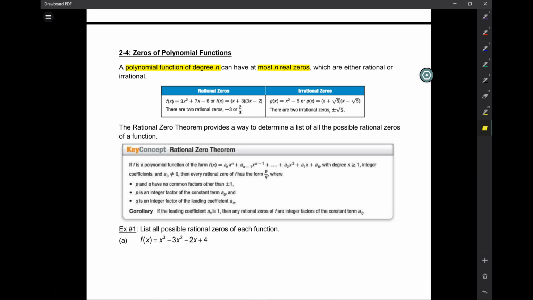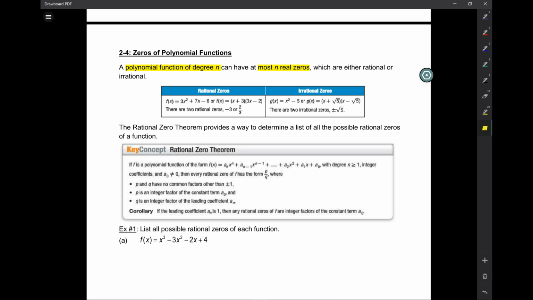Let's think about that for a minute. It definitely has n zeros, but not all of those have to be real. So it doesn't have n real zeros, it has at most n real zeros, okay? So if the degree is 5, it could have 5 real zeros or 3 or 1 or whatever.